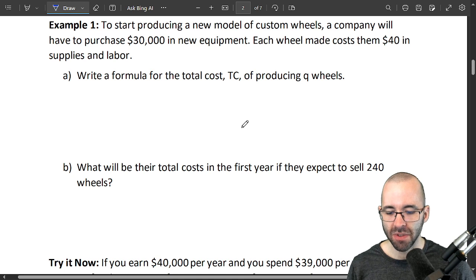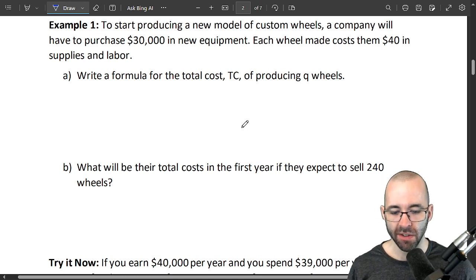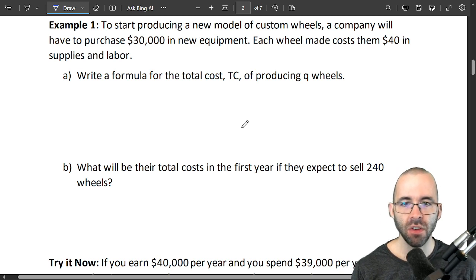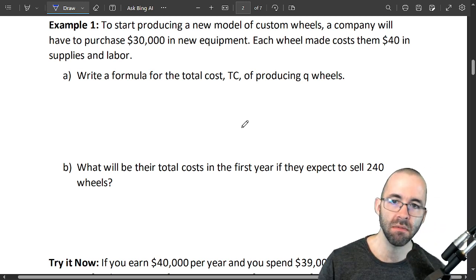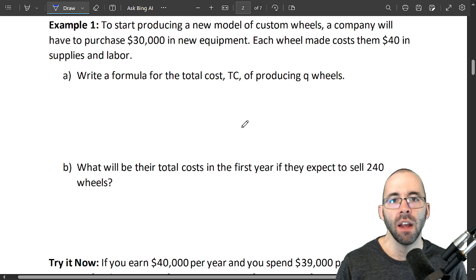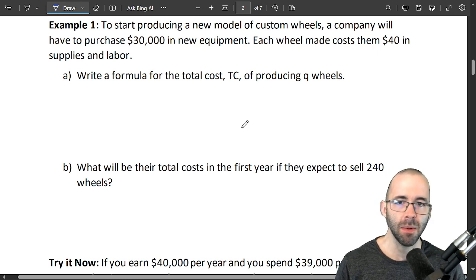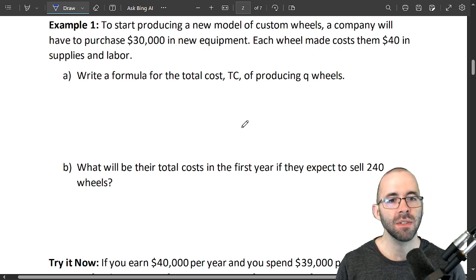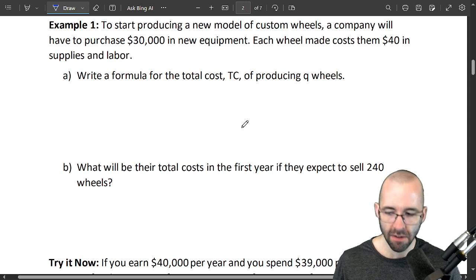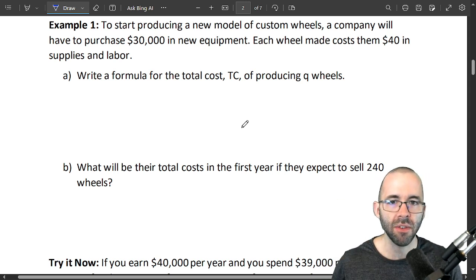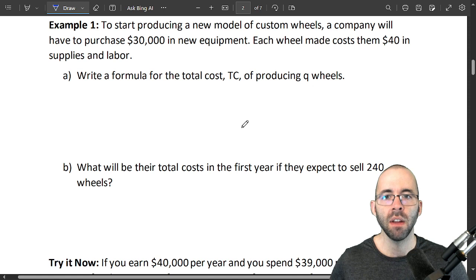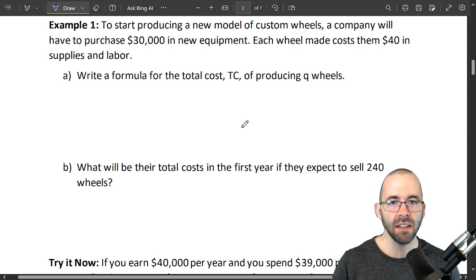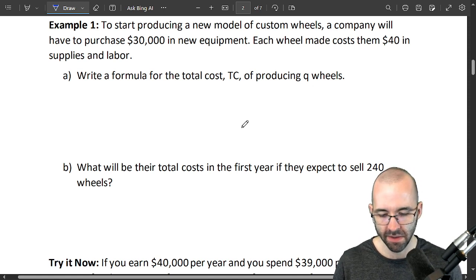So we're going to start producing a new model of custom wheels. And for these wheels, the company is going to have to purchase $30,000 in new equipment to start producing this model. After that, each wheel is going to cost them about $40 in supplies and labor. We're going to write a formula for the total cost. A lot of times for variables, we use a single letter. You can use 2 letters for a single variable. That's fine. The total cost, known as TC, of producing Q wheels.